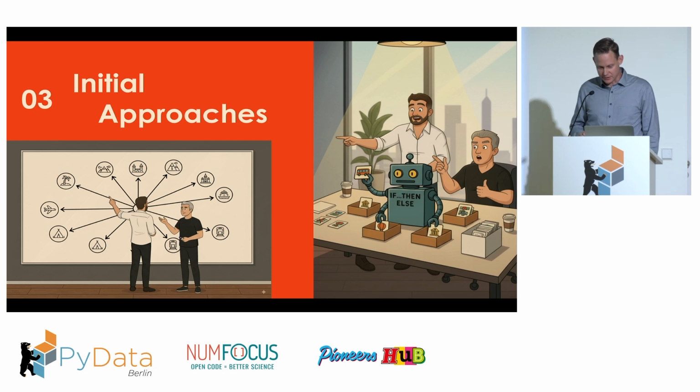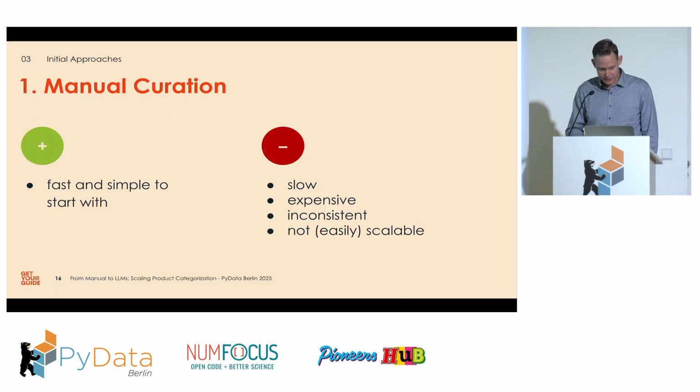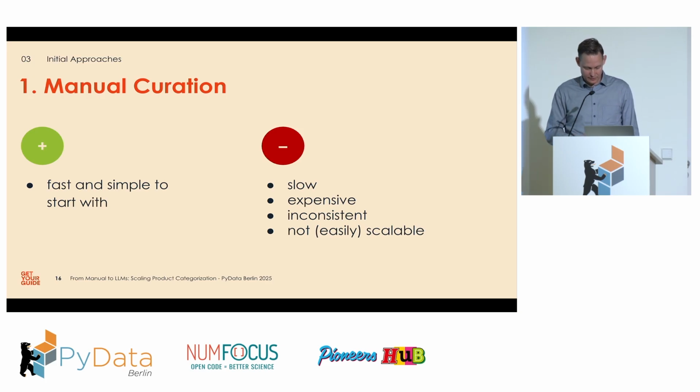So what were the initial approaches? When GetYourGuide started, I think a first version got online in 2009. Of course, the founders had to do something fast and simple to start with, so it was just a manual curation. Whatever product came on GetYourGuide, somebody at GetYourGuide had to decide which categories it belongs to. It was fast to start with, but of course it's slow, it's expensive because you have to pay somebody to do it, it's inconsistent because humans don't necessarily agree, and it's not easily scalable.